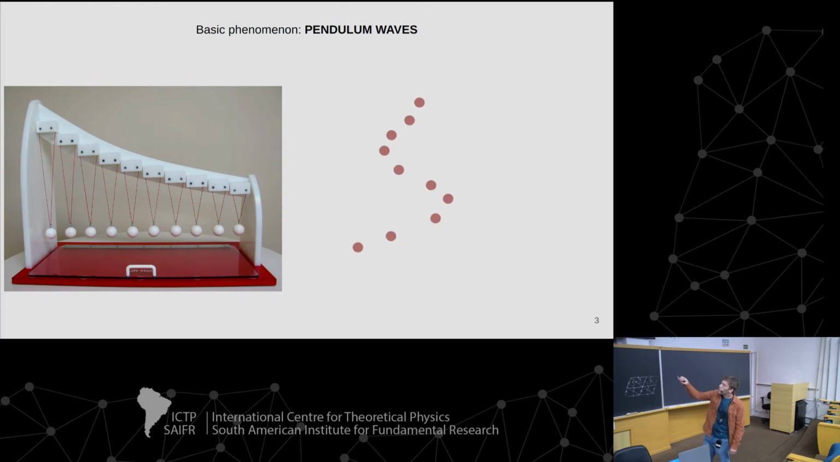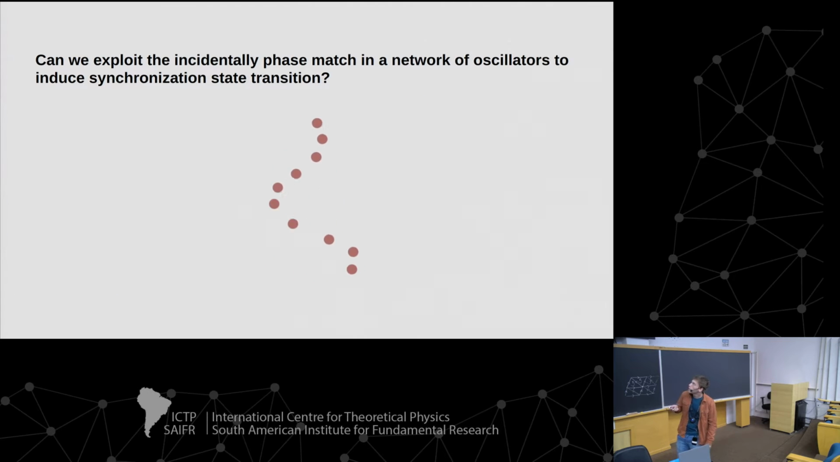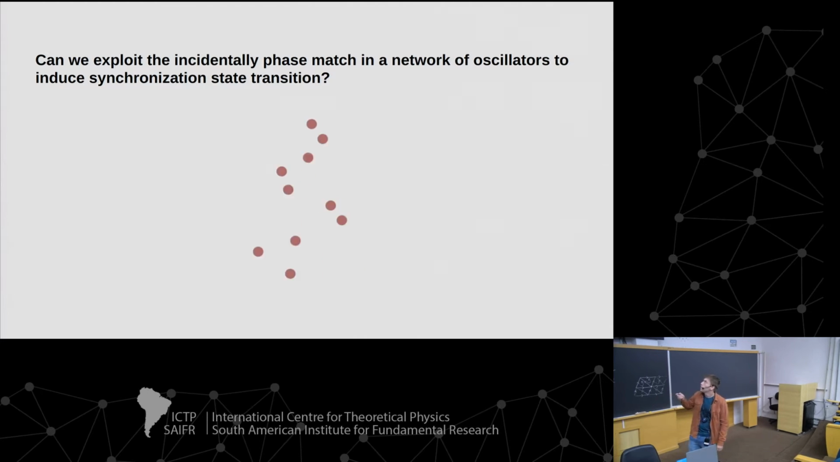So when you have this, you see this interesting phenomenon where the oscillators are out of sync, and for some instants they phase mesh. This is not due to coupling, this is just incidental phase mesh, and we try to explore this phenomenon to induce phase transition. So this is the question: can we exploit this incidental phase mesh in a network of oscillators?